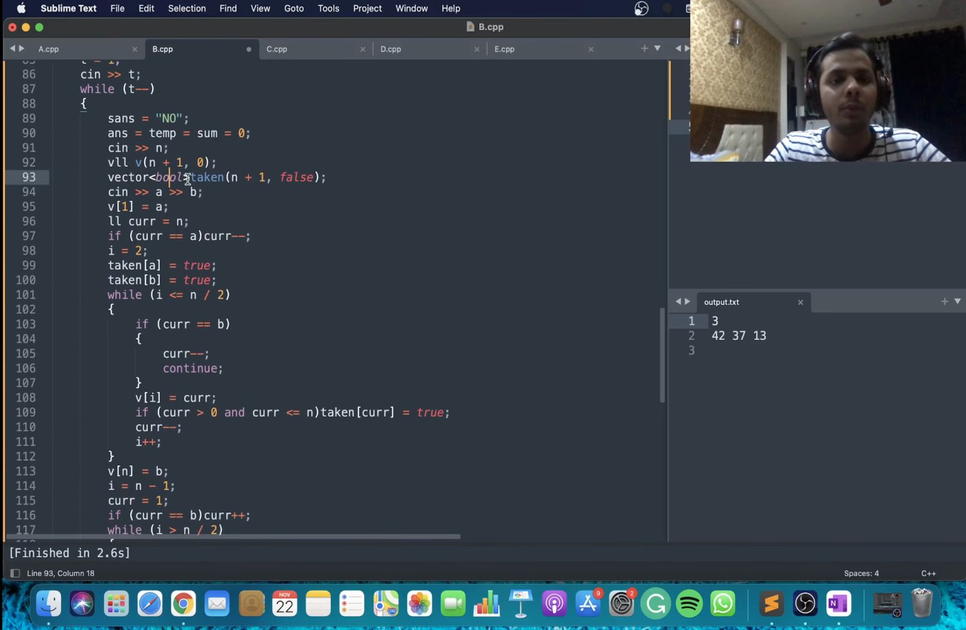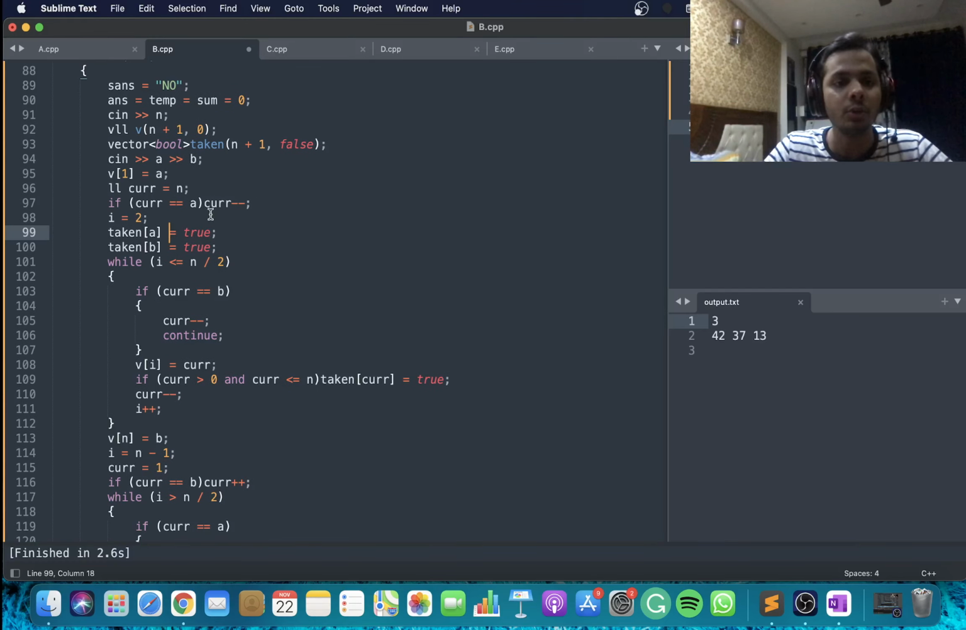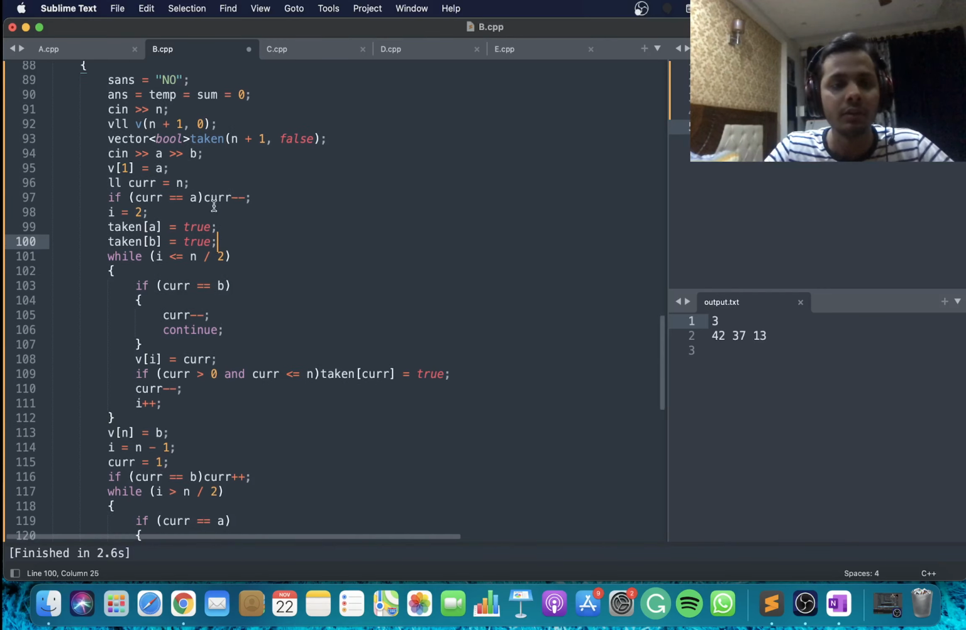So I take a Boolean vector taken which denotes whether I have taken the corresponding ith element or not. Initially everything is false, and V is my final permutation. So the first thing I do is I put a in the first half, specifically in the first position. So I do V of 1 is equal to a, right? And I do taken of a is equal to true. Also, I will put b towards the end. So I have also done taken of b is equal to true.